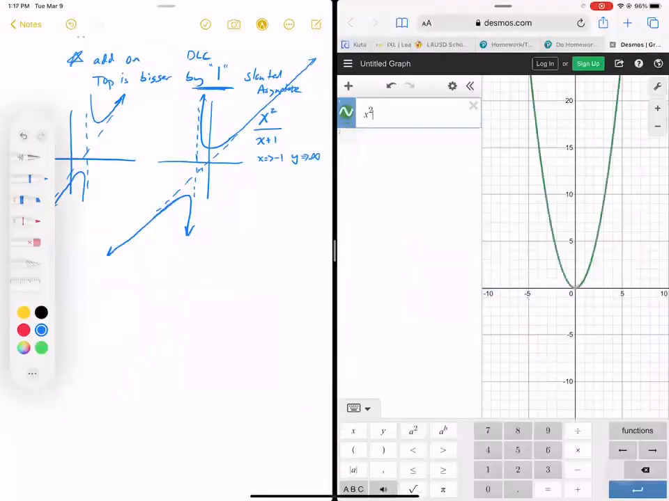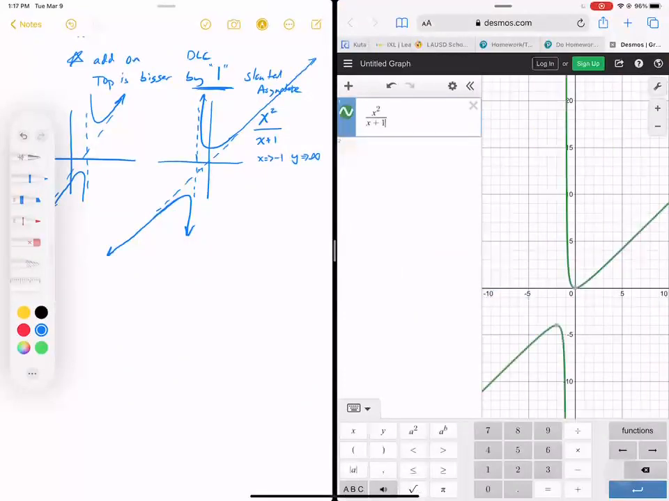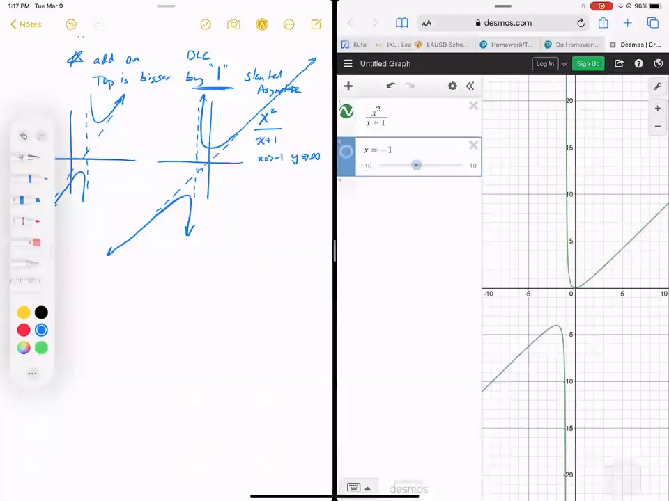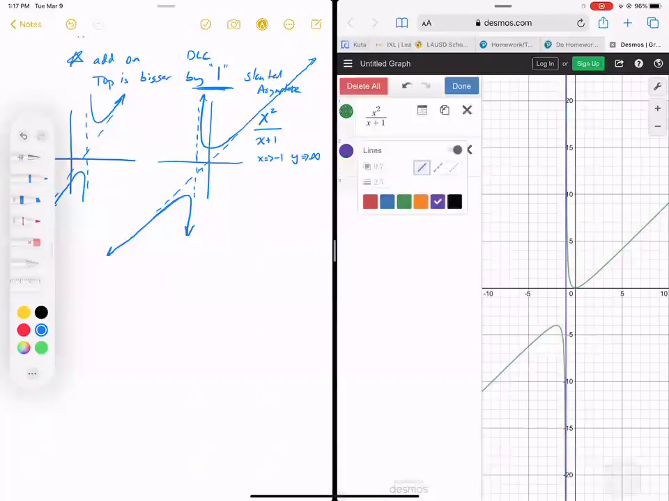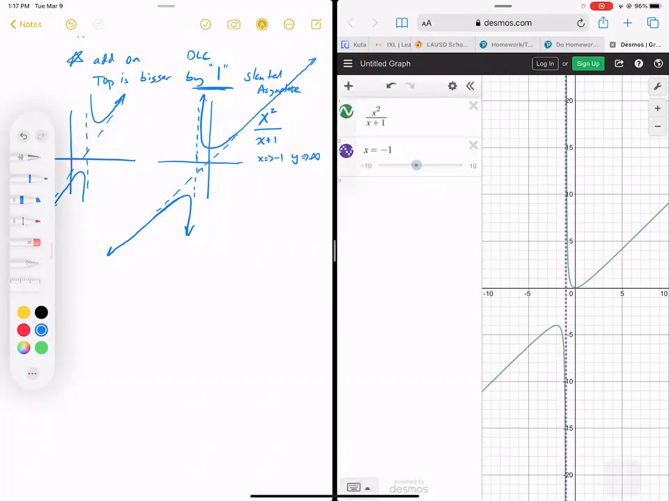X squared divided by x plus 1. Now if you take a look at this graph, it looks very similar to what we drew. We said we're not going to exist at x equal to -1. So we said we have a problem there. And now here's also the next part we mentioned, that we have a slanted asymptote.